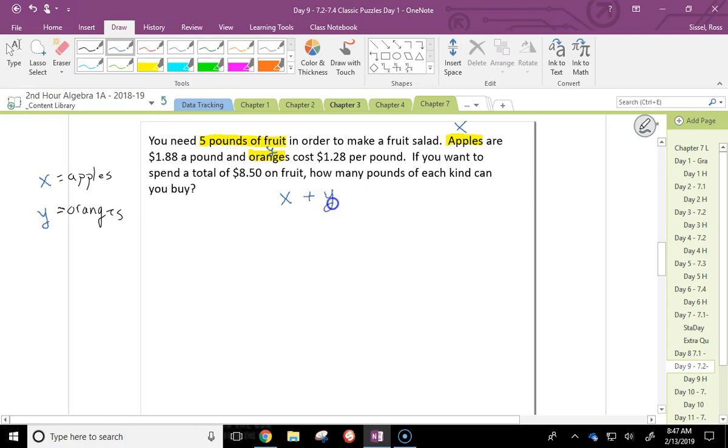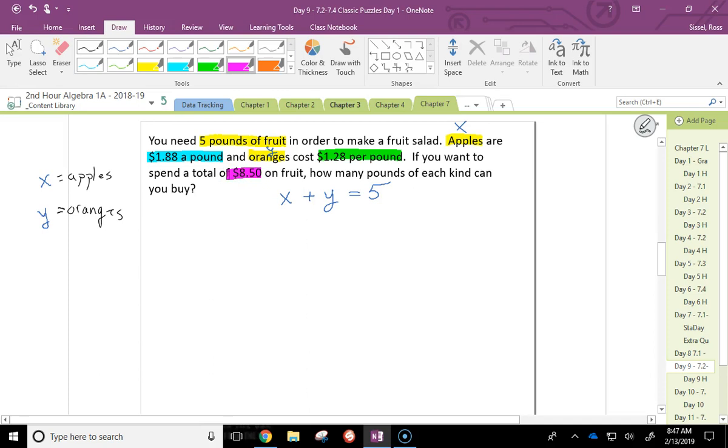x plus y. When I take my apples and my oranges and put them together, I have to have 5 pounds of fruit. We know that. Now let's look for our second equation. Apples are $1.88 a pound. Oranges, $1.28 per pound. If you want to spend a total of $8.50.